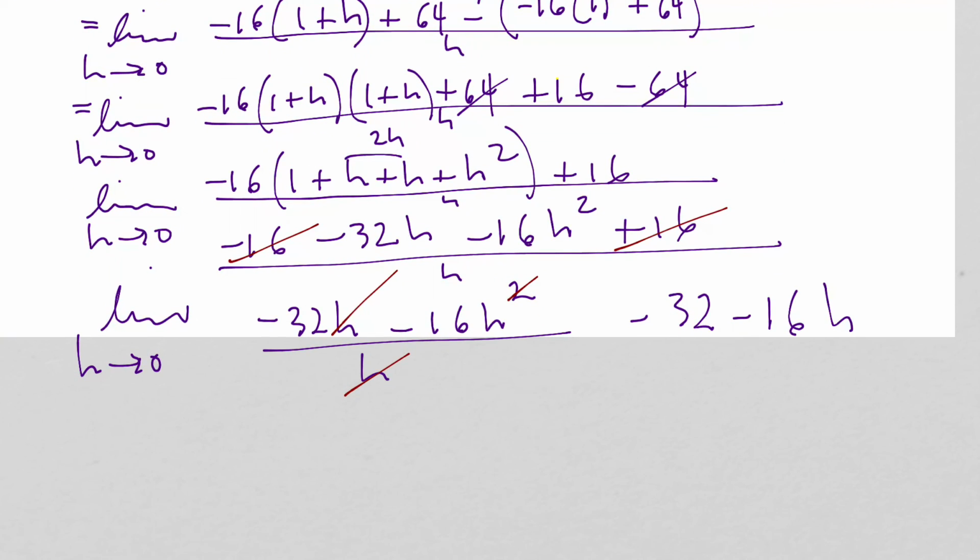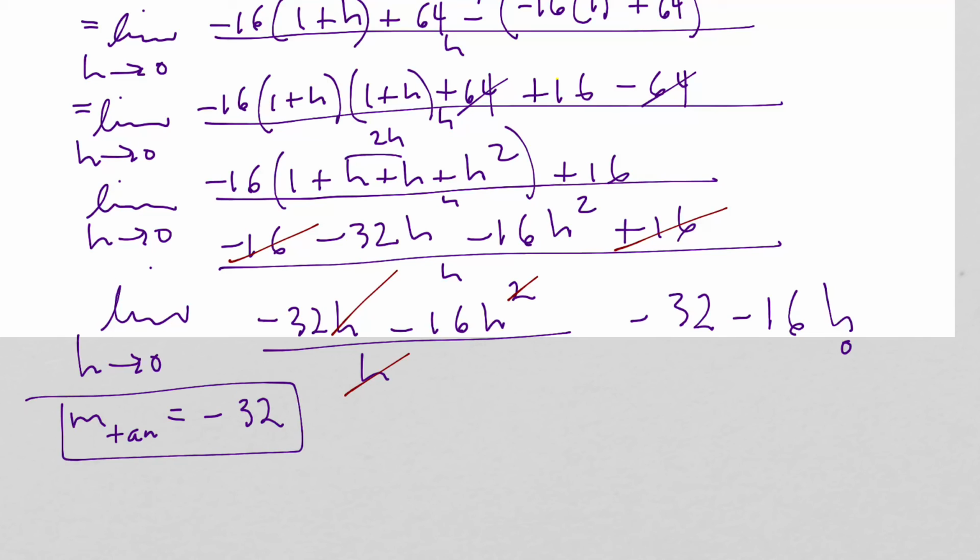Alright, so now if I evaluate that when h is equal to 0, I'll just get the slope of the tangent line, which is the limit evaluated as h approaches 0. So the only thing left is negative 32. So, like we said with our vocabulary, the instantaneous velocity is the same thing as the slope of the tangent line.